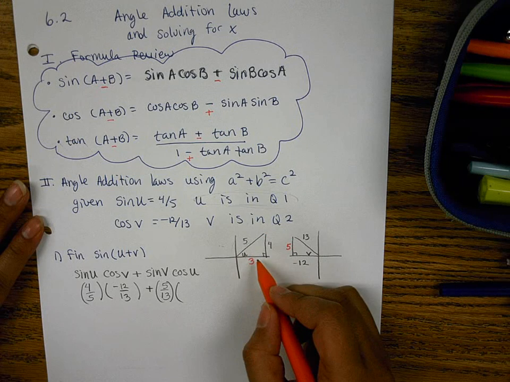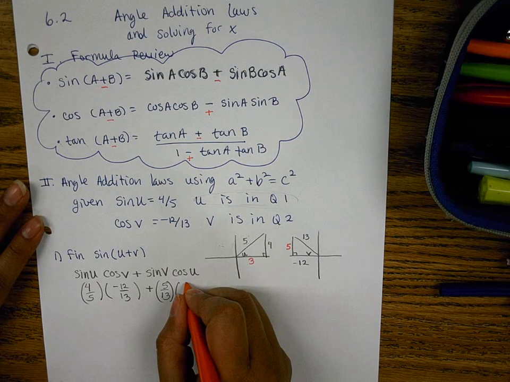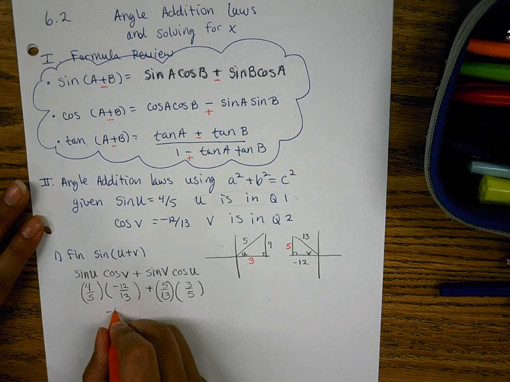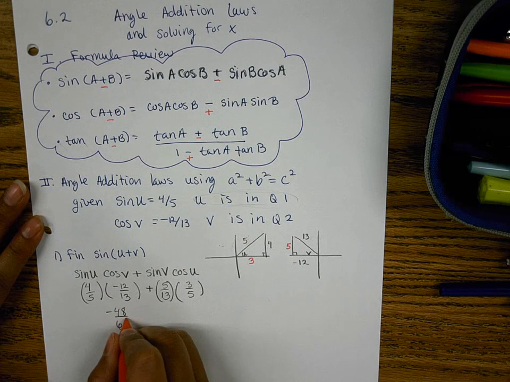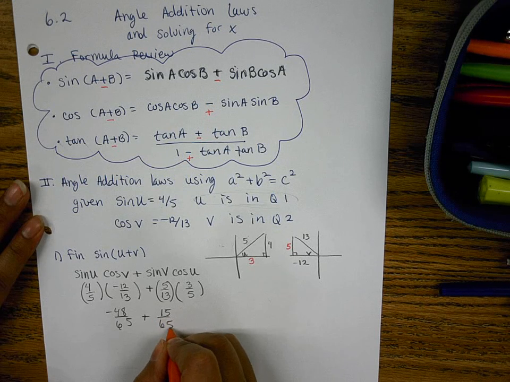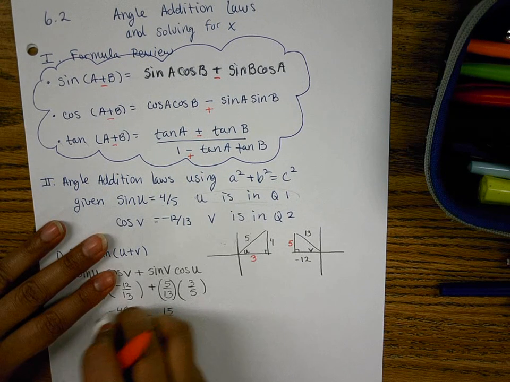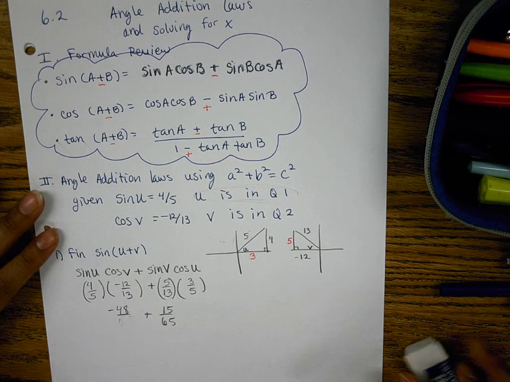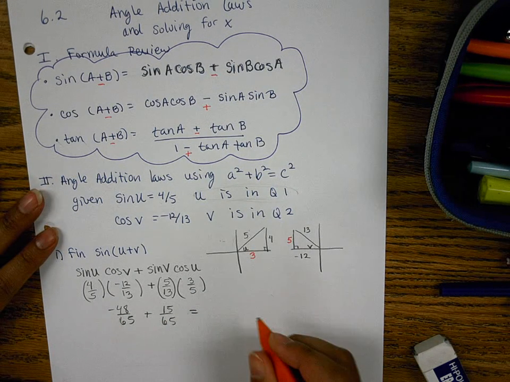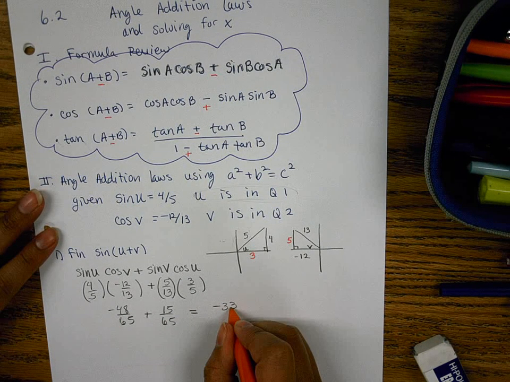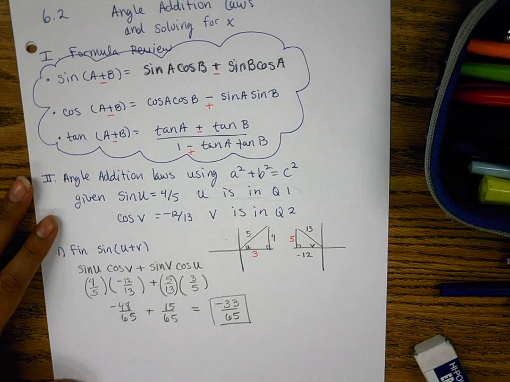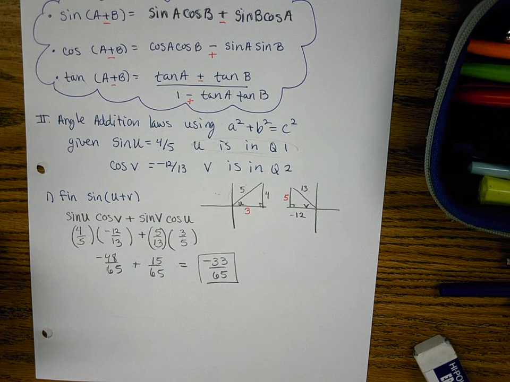Cosine of U is adjacent over hypotenuse, so 3/5. This gives me negative 48 over 65 plus 15 over 65. And they do have a common denominator, so I can go ahead and add, and that gives me negative 33 over 65. And that's the answer for number 1.